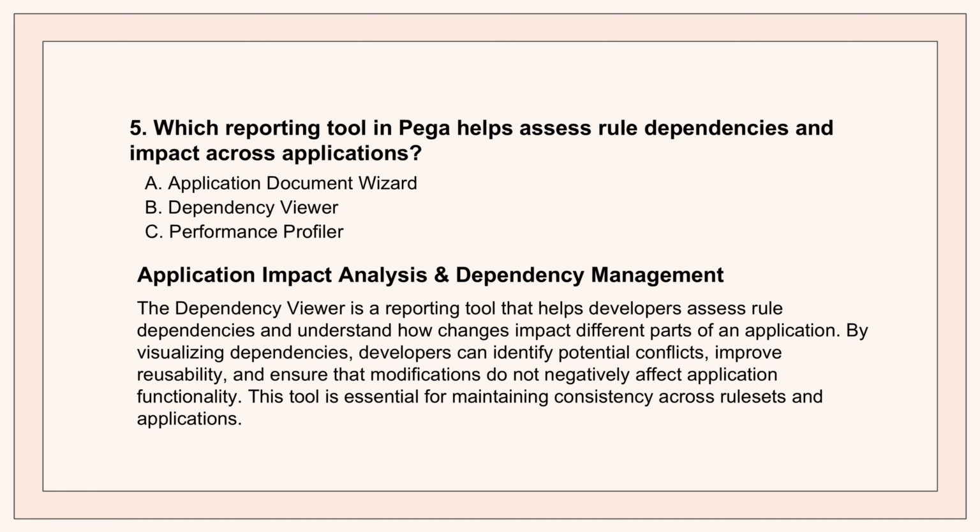On to question 5. This one asks, which reporting tool in Pega helps you understand how all those different rules are connected and what might happen if you make a change to one of them? Understanding those dependencies is crucial. Absolutely. The options are A, Application Document Wizard, B, Dependency Viewer, or C, Performance Profiler. Well, if you're looking to see those connections between rules and understand the potential consequences of your changes, the Dependency Viewer is the way to go. Yeah, wouldn't want to trigger any unexpected chain reactions. Exactly. The Dependency Viewer lets you see all those links so you can avoid any nasty surprises down the line. Awesome. So option B it is.